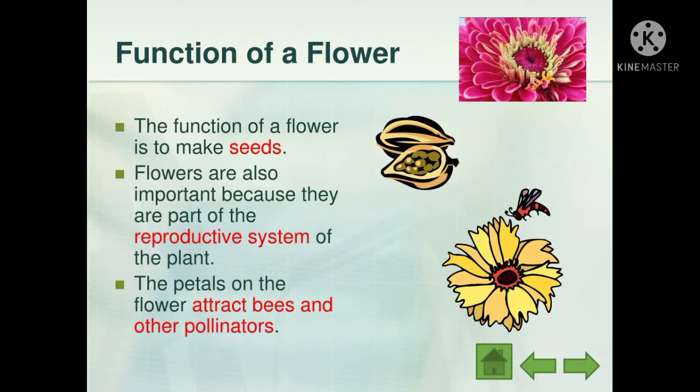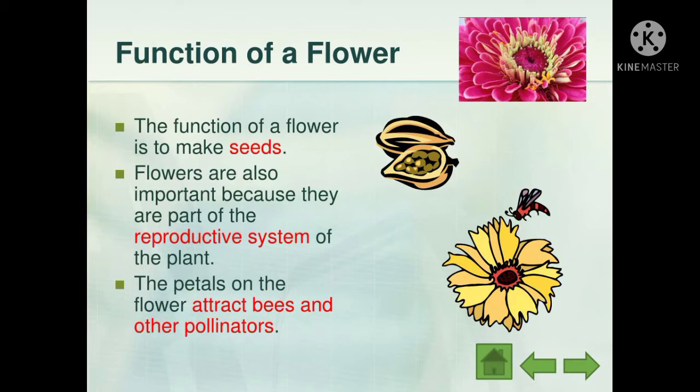Plants have different kinds of flowers. So, flowers are the reproductive organs of the plant. In simple words, we can say that flowers are the sex organs of the plant. Every plant has its sex organ in the form of a flower. So there are different functions of the flower.